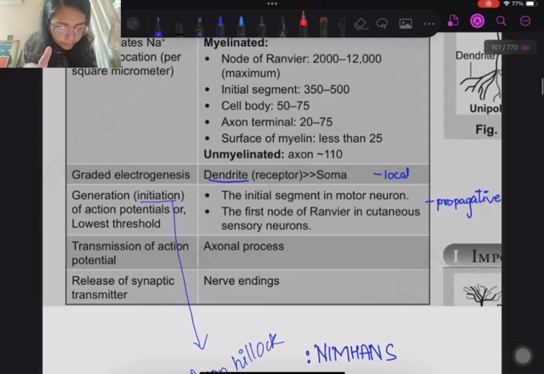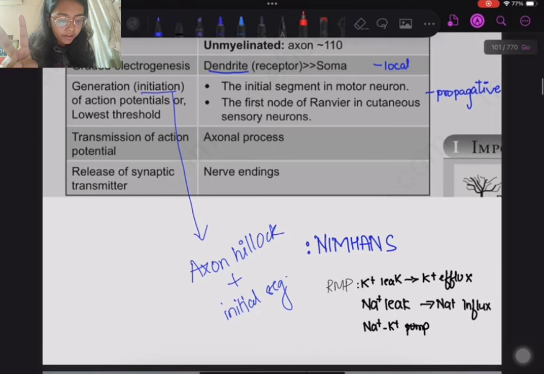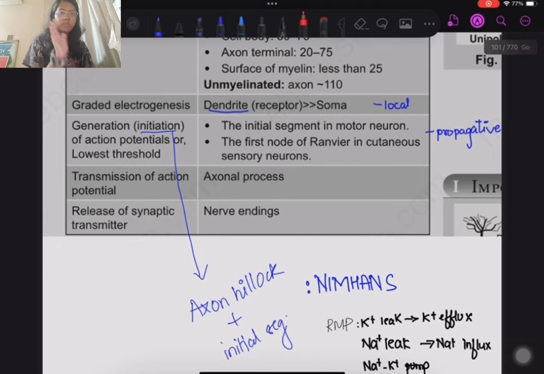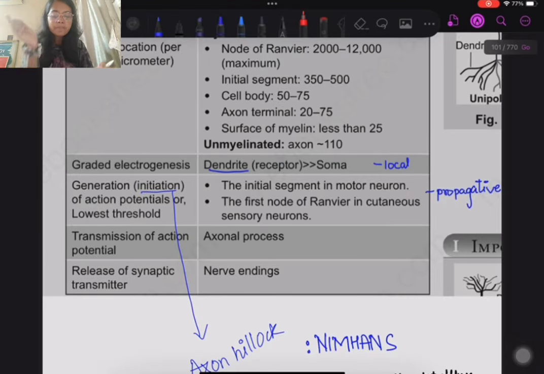Okay, local potential will be at the dendritic zone. Local or graded, I told you, graded electrotonic potential or graded electrogenesis, same thing. So on the dendrite, local potential. For the initial segment, the question asked was axon hillock plus initial segment. The question asked was where is the generation of action potentials? So the answer is the initial segment of the axon and the axon hillock as well.